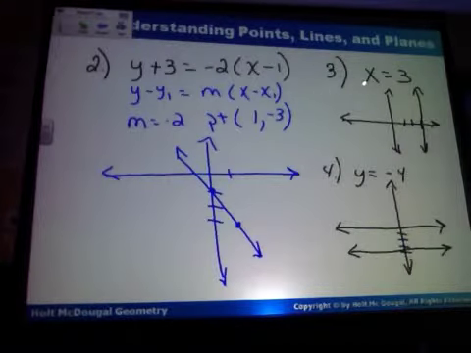Number 3. Anytime you have x equals a number, you are going to have a vertical line. Any x coordinate on this line is going to be equal to 3. The only value that's going to change on this line is that y value. When y equals -4, it's going to be a horizontal line. Here's vertical and here's horizontal. Any point on this line has a y coordinate of -4.